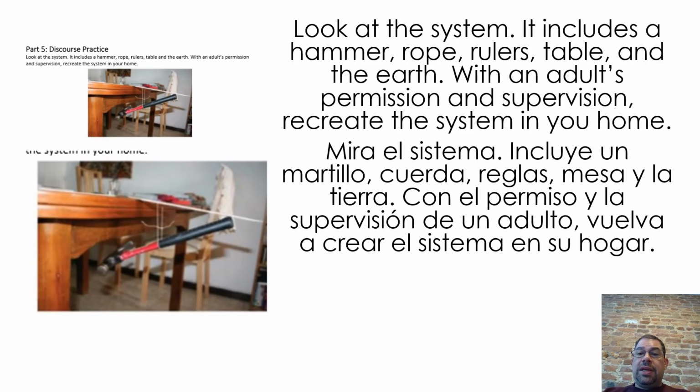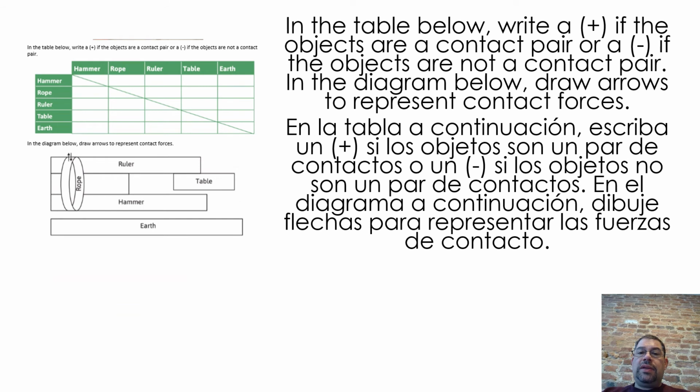Look at the system. It includes a hammer, rope, rulers, tables, and the earth. With an adult's permission and supervision, recreate the system in your home. In the table below, write a plus sign if the objects are a contact pair or a minus sign if the objects are not a contact pair. In the diagram below, draw arrows to represent contact forces.